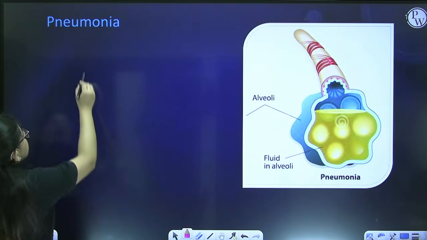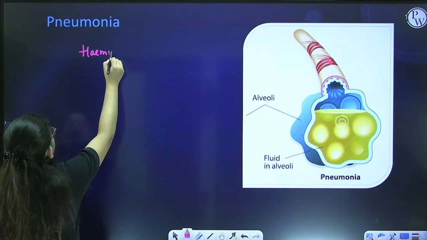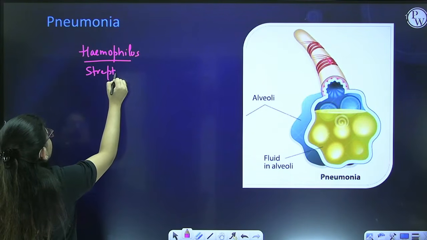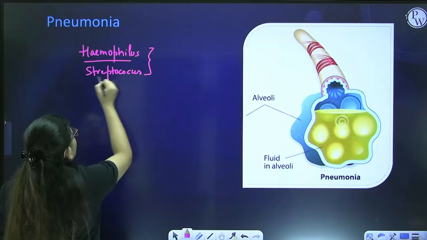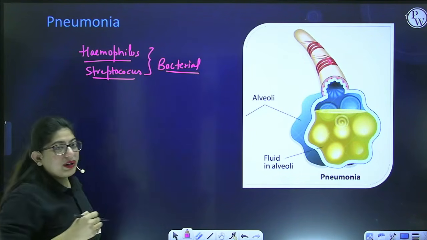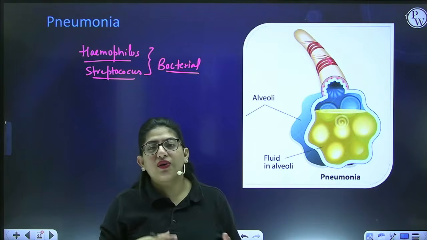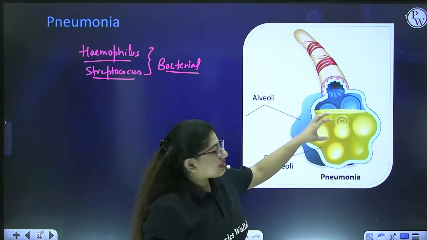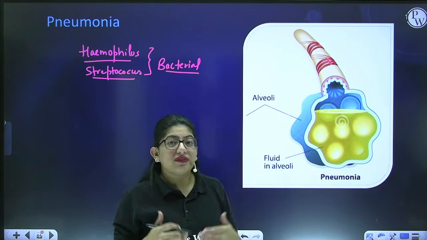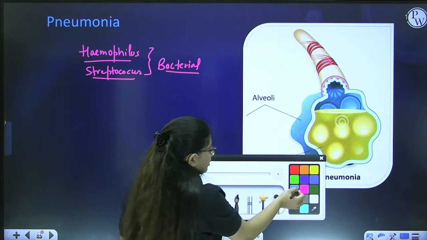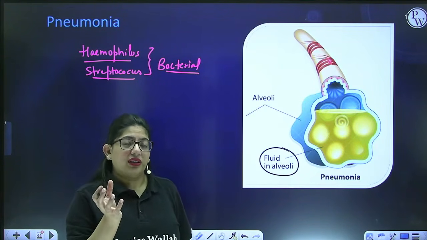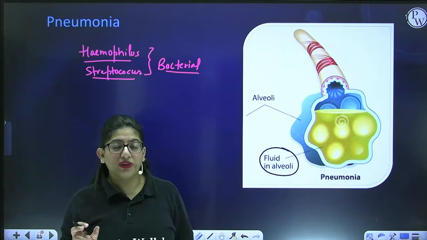So pneumonia is a disease that occurs through bacteria, which are Haemophilus or Streptococcus. The bacteria enter through droplet infection, what you call sneezing or coughing. So when bacteria enter your alveoli, the mucus cells will secrete a lot of mucus. As you can see, there is a lot of fluid here, fluid in the alveoli. We say that in pneumonia, fluid accumulation occurs in the alveoli.